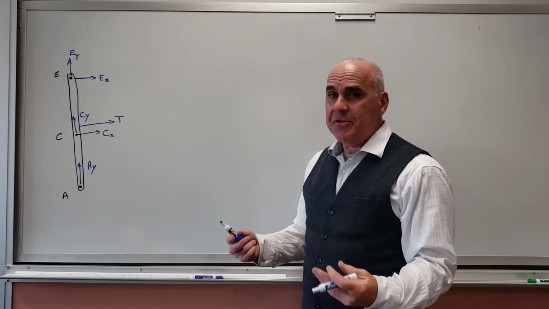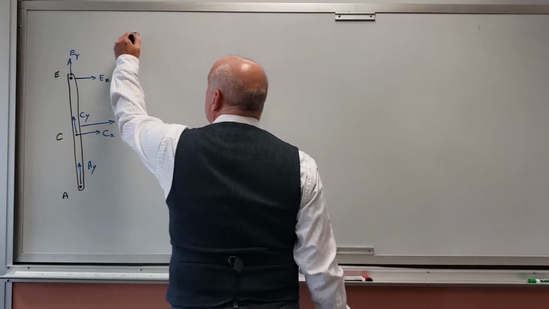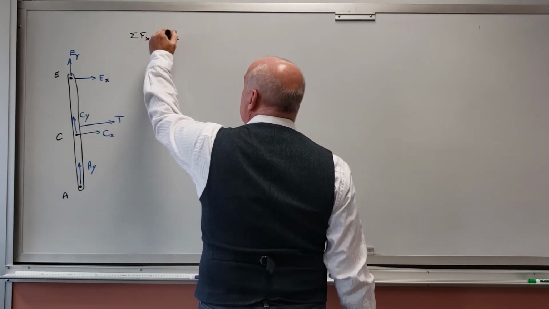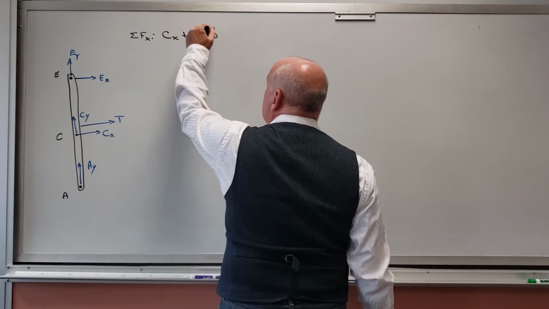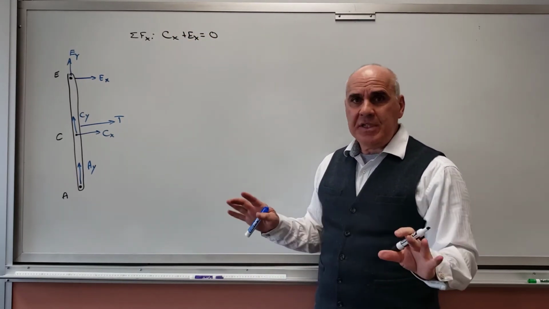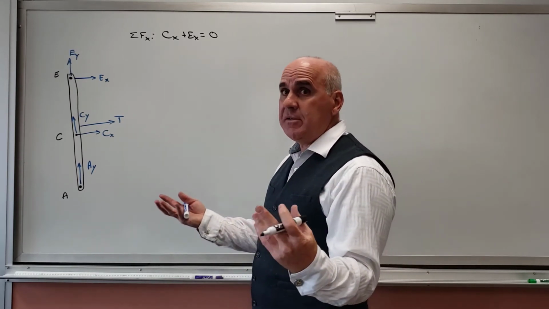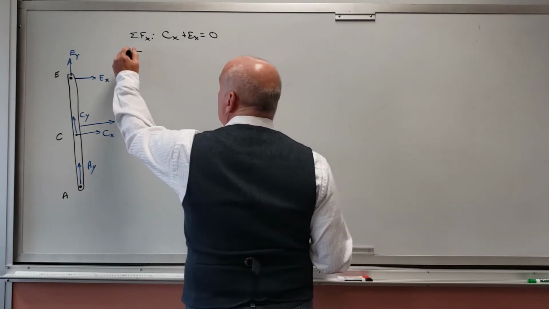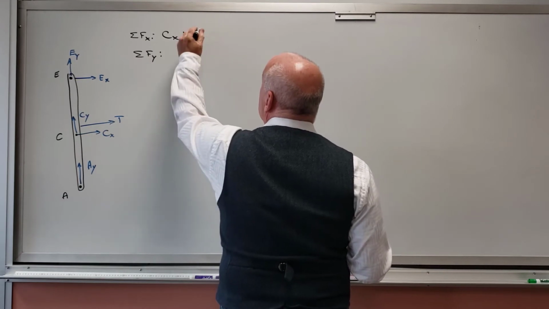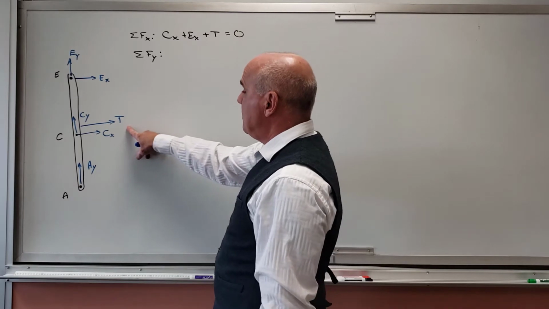So I'm going to have to do the sum of the forces in the X, sum of the forces in the Y. Sum of the forces in the X, I've got EX and CX. So CX plus EX equals 0. Clearly one of those is negative, but I don't know which one at this point in time. So I just leave them both positive. The math will tell me. Once I've worked through all the mathematics, I'll get the correct sign. Oh, I forgot one. Plus T equals 0, right? Because that's also in the X direction.